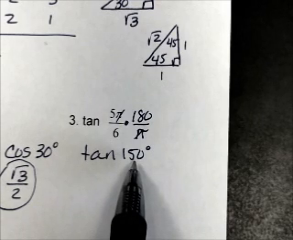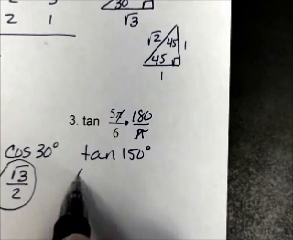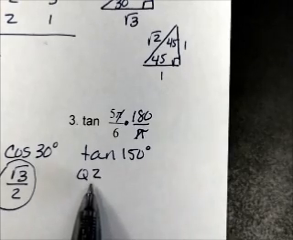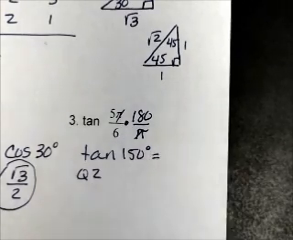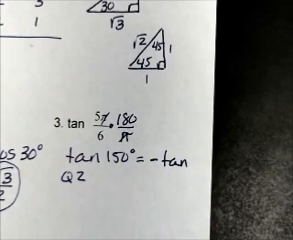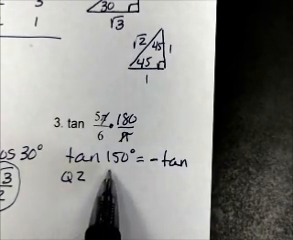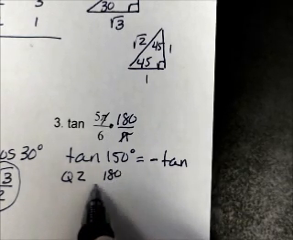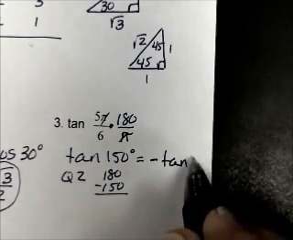The 150 degree angle's terminal side lies in quadrant 2, and tangent is negative in quadrant 2, right? All students take chemistry, just sine is positive. Well, sine and its reciprocal cosecant. So this is going to be equivalent to negative tangent of our reference angle, our acute angle. And 150 degrees in quadrant 2, to get the reference angle, we take 180 minus 150, and that's 30 degrees.